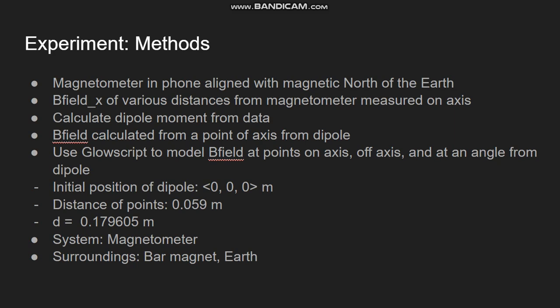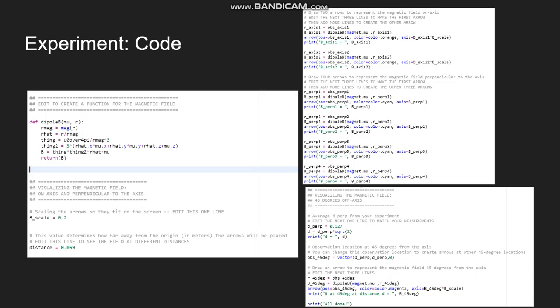The initial position of the dipole was at the origin. The distance we used for the on-axis and the perpendicular axis was 0.059 meters, and the distance of the points 45 degrees from the dipole was 0.179605 meters. We used the calculated mu in the model as well. The system was the magnetometer and the surroundings were the bar magnet and the Earth.